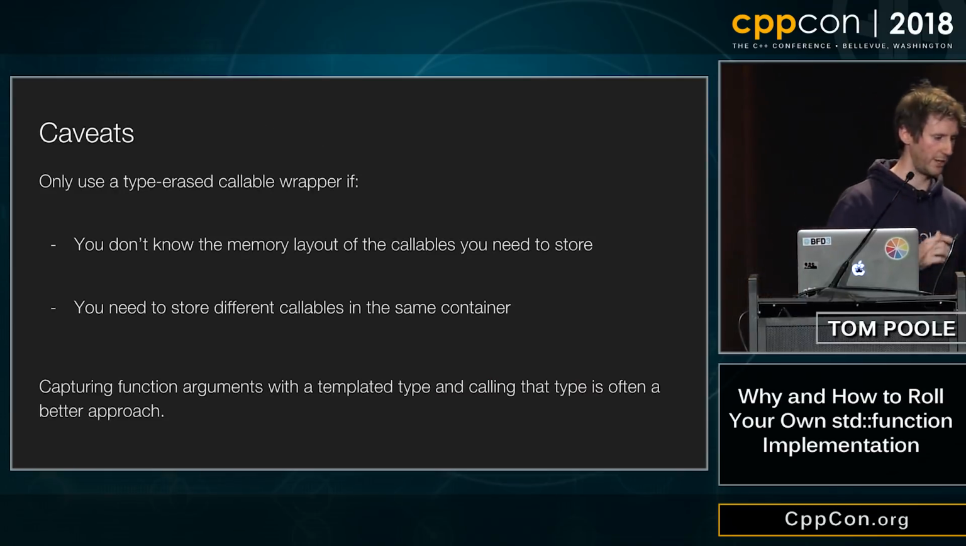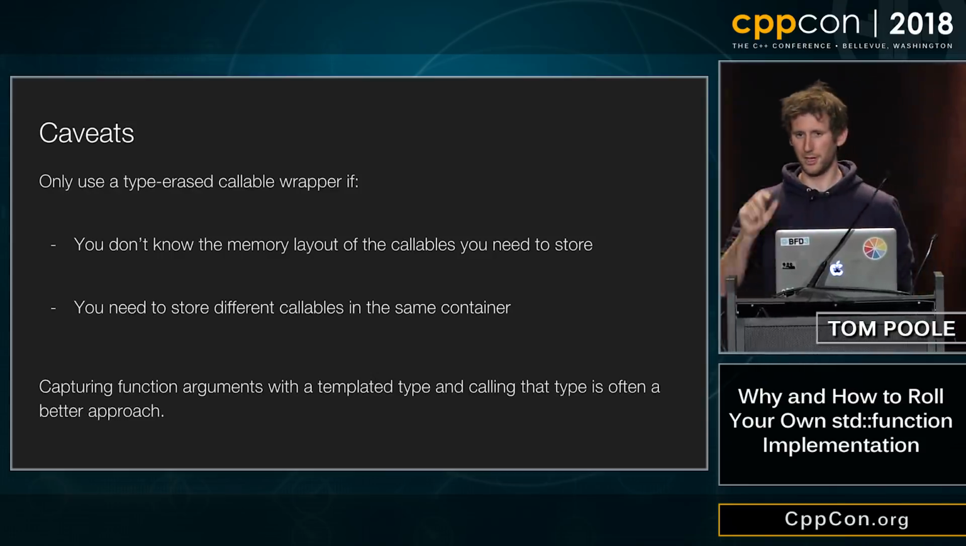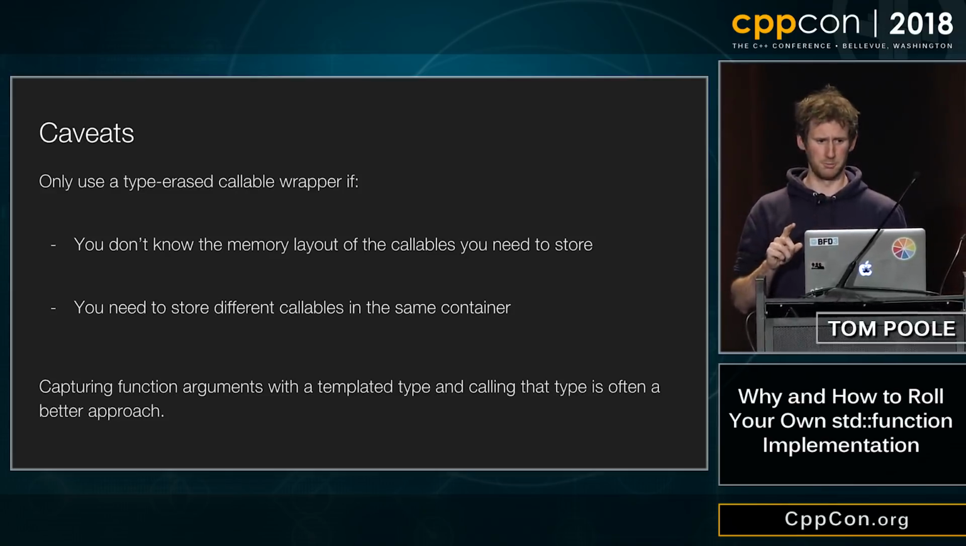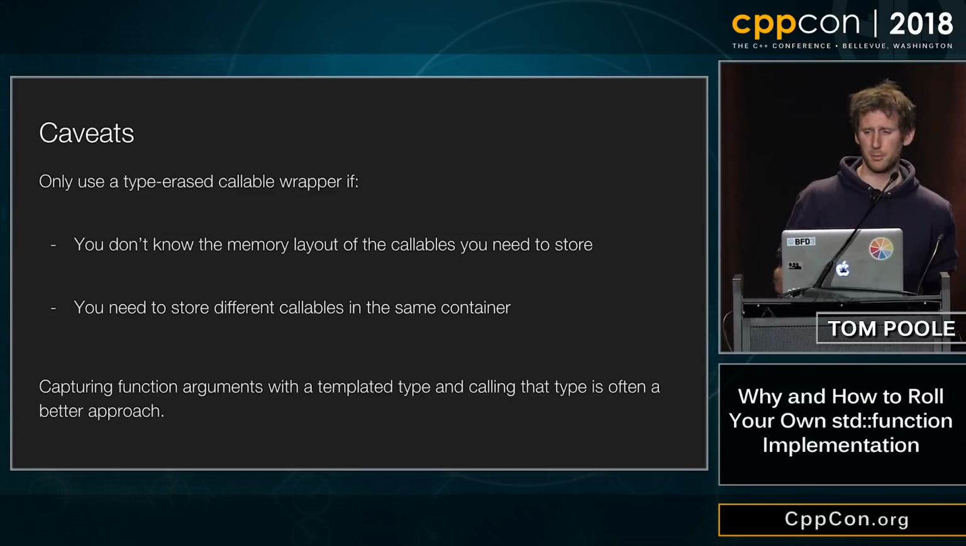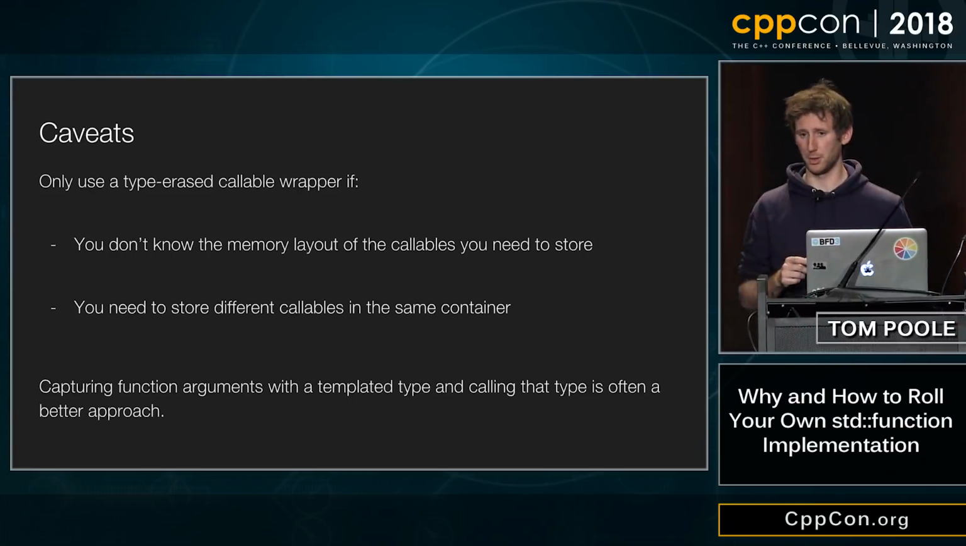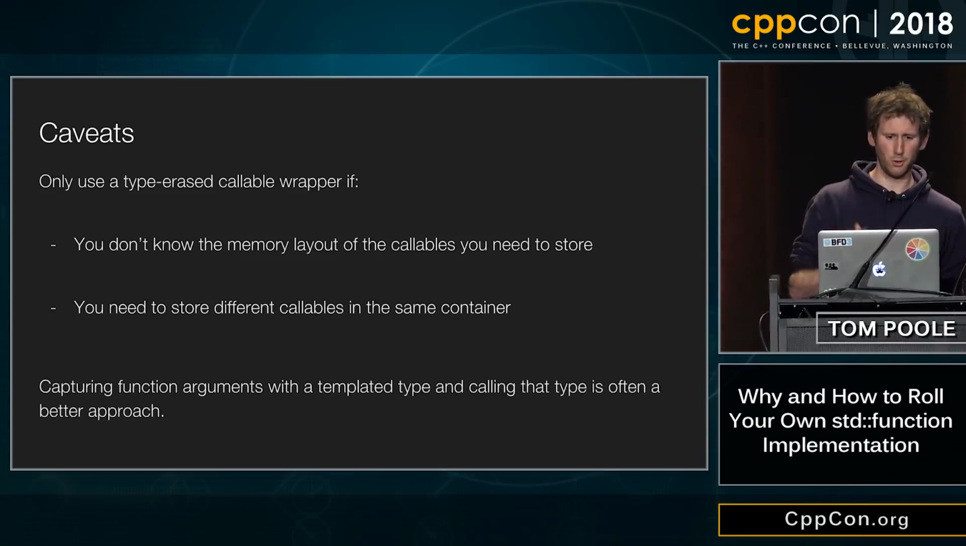So there is a pretty massive caveat. If you are doing type erasure, then you are telling the compiler that the thing behind this type erasure, you can't know what that is. This is going to be a runtime property. And that can be a pretty significant performance killer. So the caveat is that you really should only use a type erasing callable wrapper if you really don't know the memory layout of the callables that you need to store, or you really need to store different callables in the same container. I mean, there are certainly use cases where you need to do that, but if you cannot, then you will probably have a faster program.